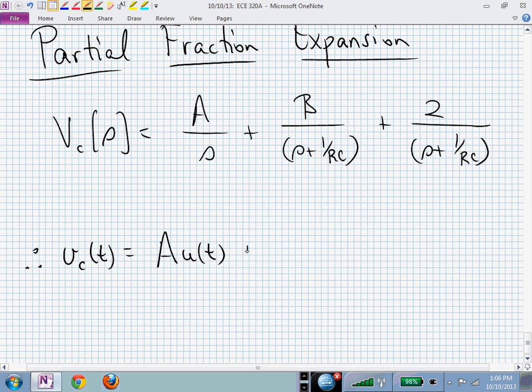What's my second or middle term going to produce as far as an expression? If 1 over RC became 3 as a number, I now have B over S plus 3. What would that look like in the time domain? B times what? e to the minus 3t, right? It's just an exponential decay. So that now I have B e to the minus 1 over RC t.